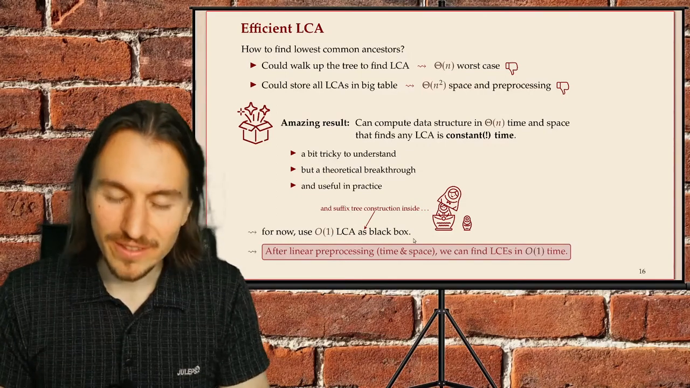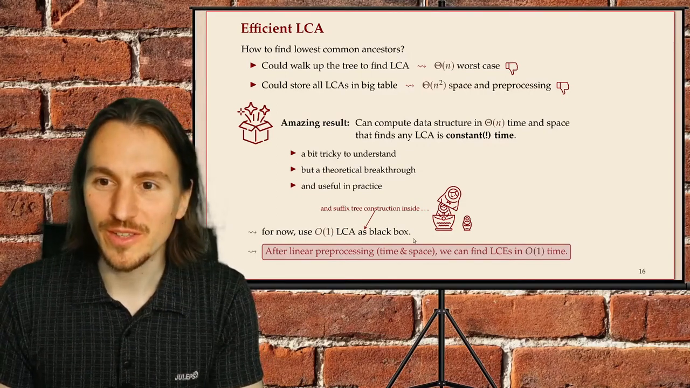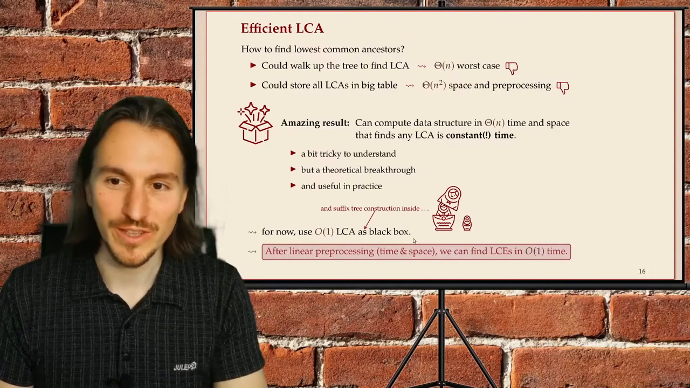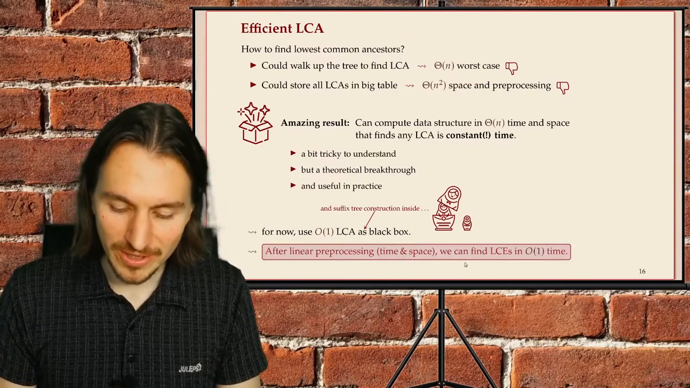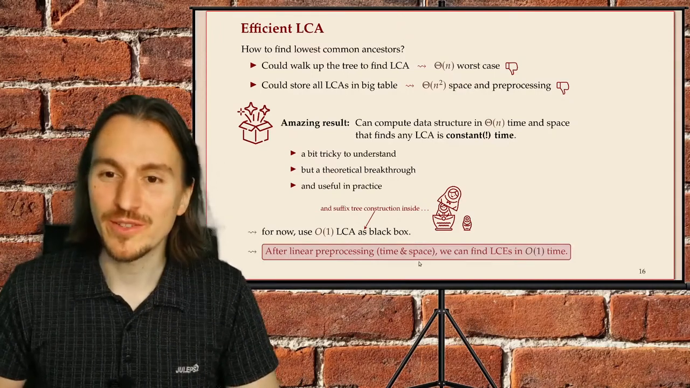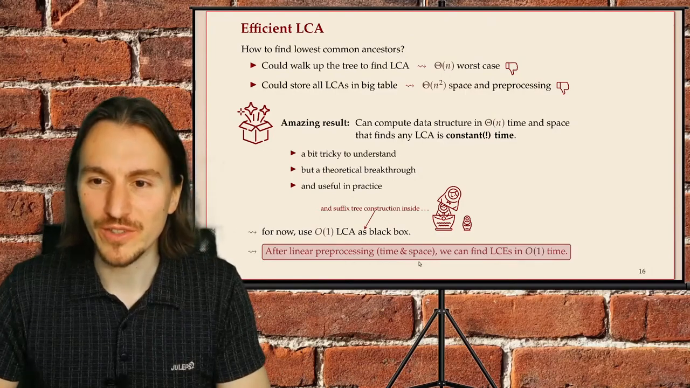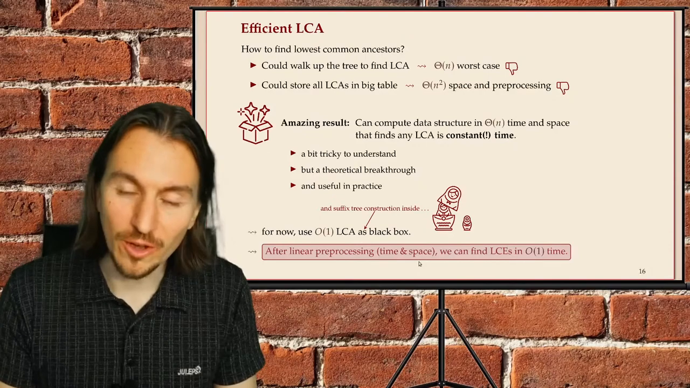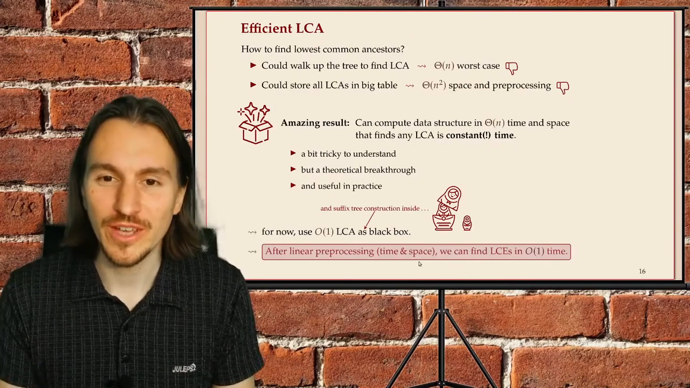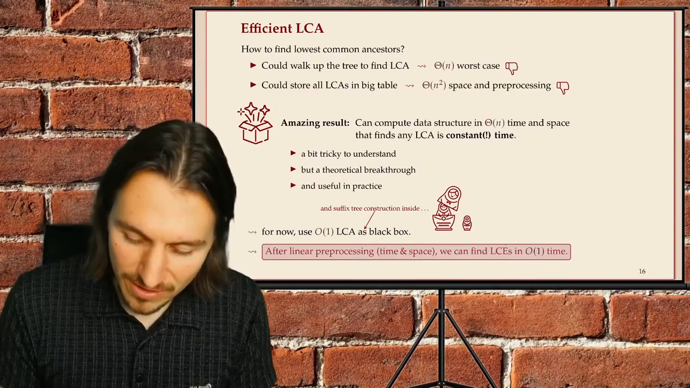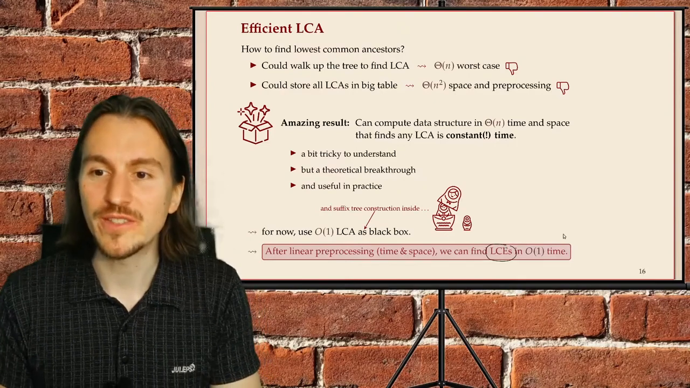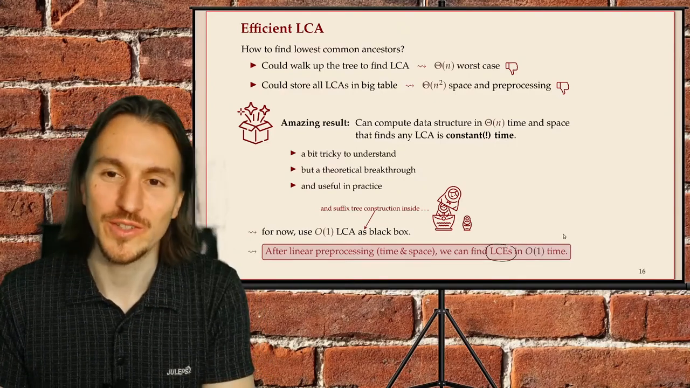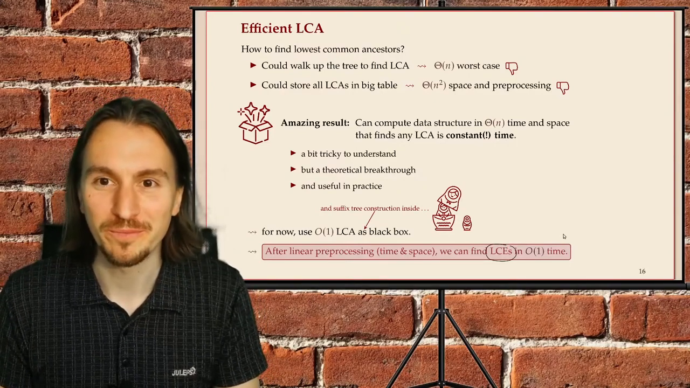For now, we'll treat the construction of this data structure for lowest common ancestors as a black box. So you may remember this: after linear time pre-processing, we can compute the suffix tree and the lowest common ancestors in the suffix tree. And that together gives us the longest common extensions in a string in constant time after the pre-processing.